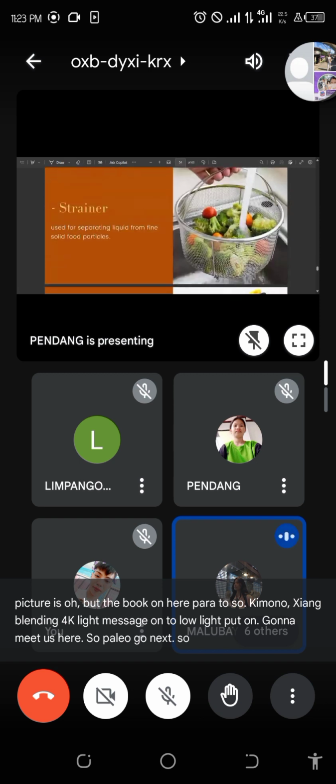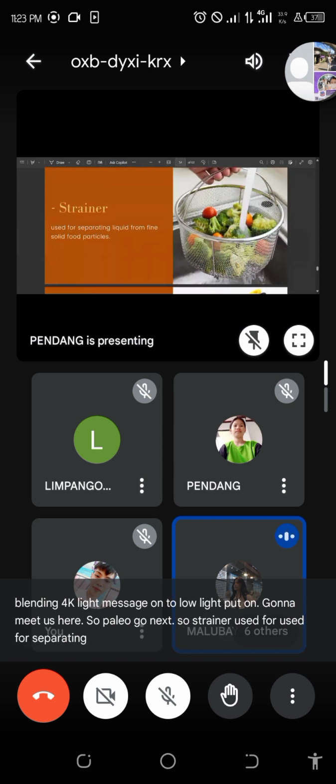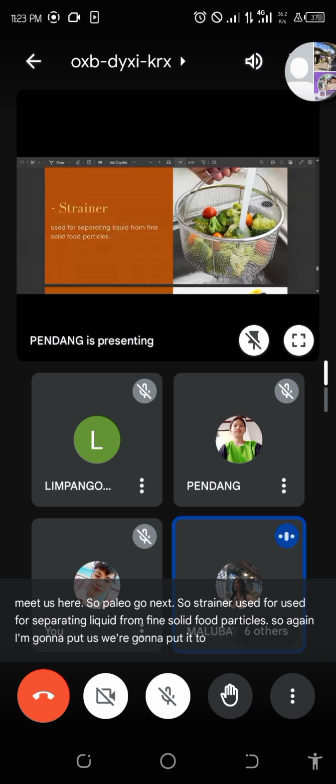So, strainer. Used for separating liquid from fine solid food particles. We use this when washing fruits or when frying, to drain off the liquid, like oil. So, next.